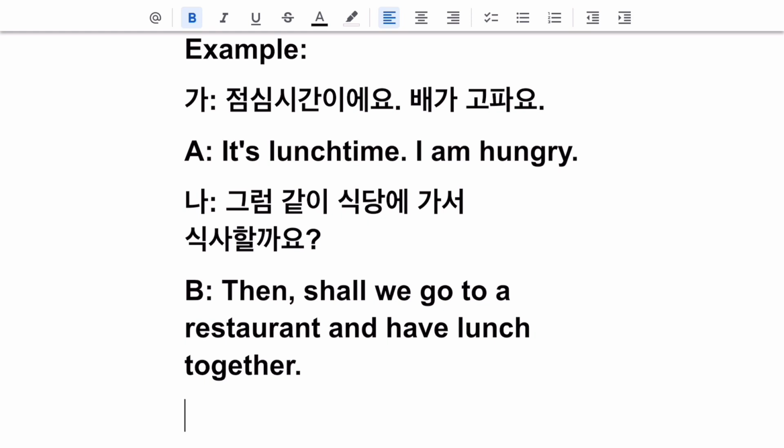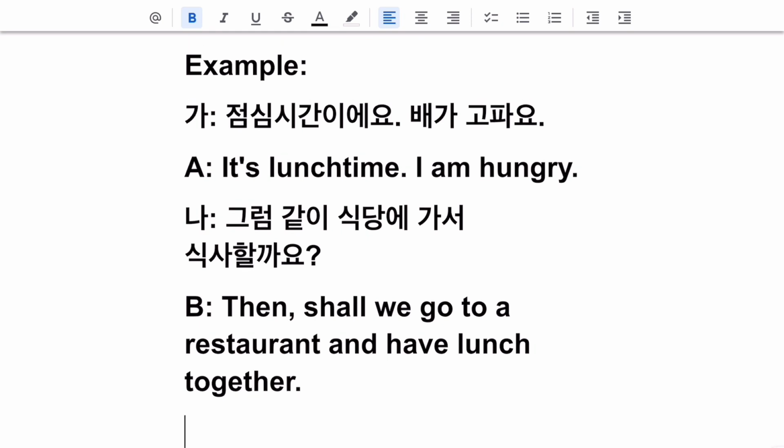그럼 같이 식당에 가서, together, 식당에, to a restaurant. 가서, let's go. The 서 part means and in this case. Let's go to the restaurant together and 식사하다, to have a meal. 식사할까요? And then that ㄹ plus 까요, that's used to say shall we do something, like to prompt that question to someone. 그럼 같이 식당에 가서 식사할까요? So should we go to a restaurant and have lunch together, or have a meal together?